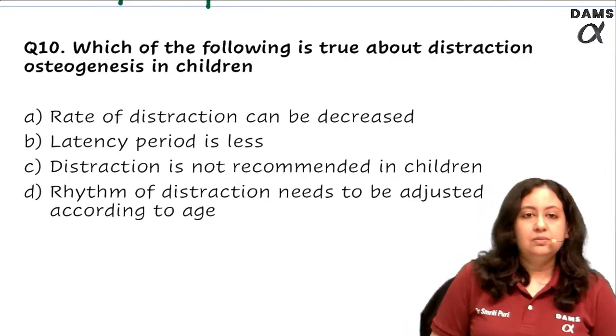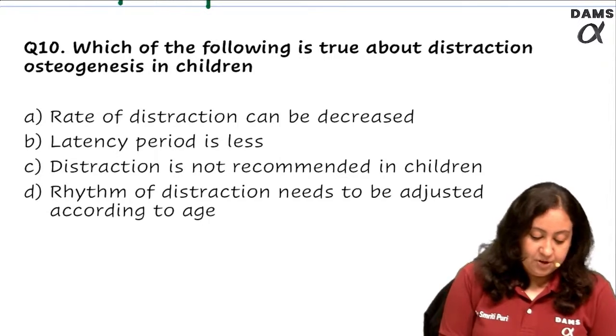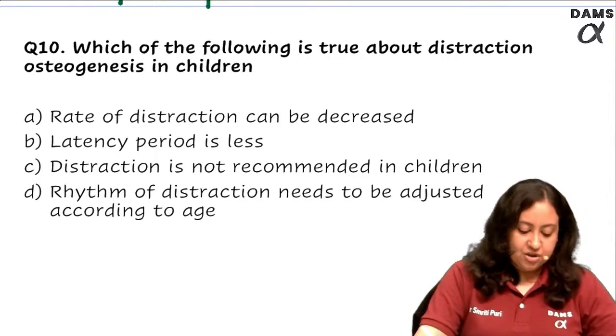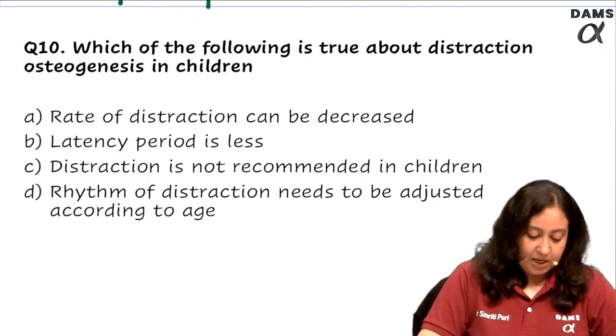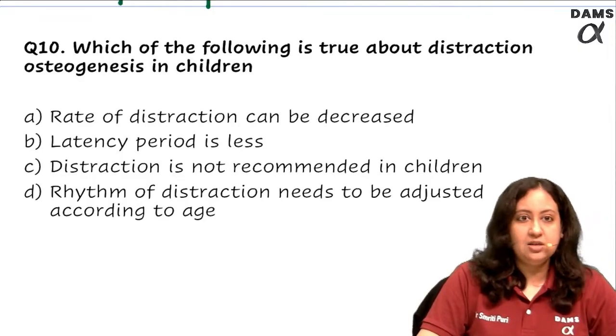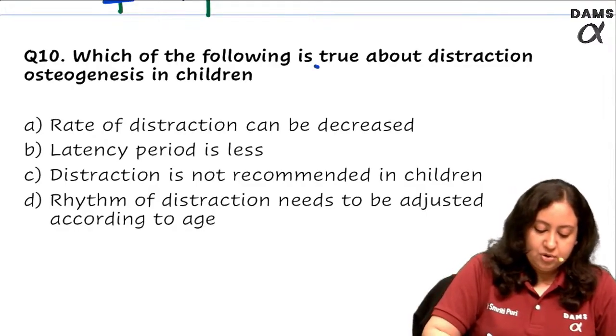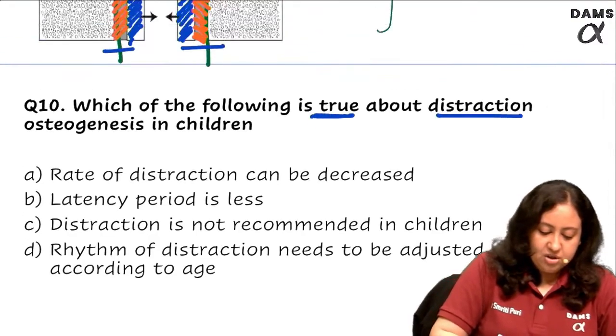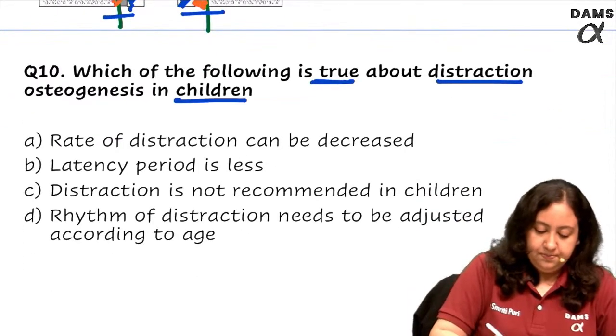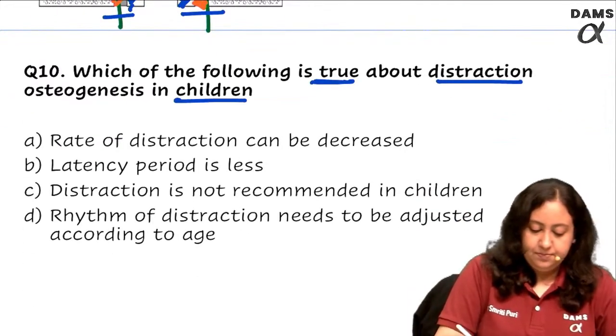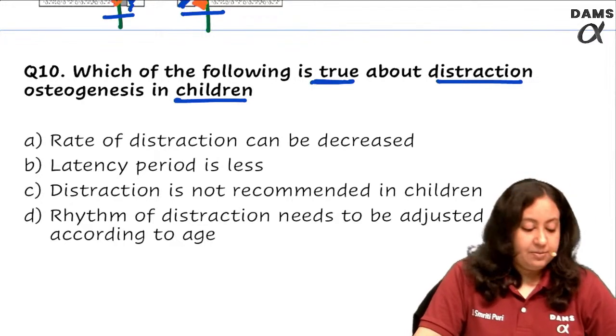Great, very good. Coming to question number 10, which of the following is true about distraction osteogenesis in children? A, rate of distraction can be decreased. B, latency period is less. C, distraction is not recommended in children. D, rhythm of distraction needs to be adjusted according to age. So, which of the following is true about distraction in children? Please let me know the answer to this question.